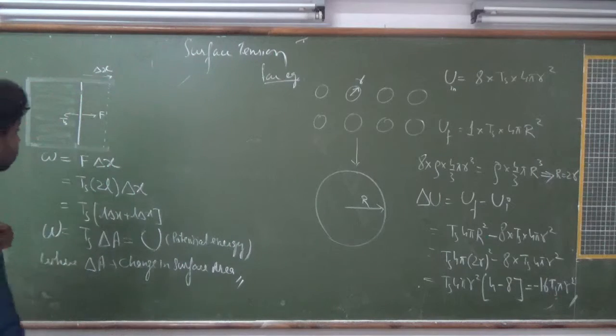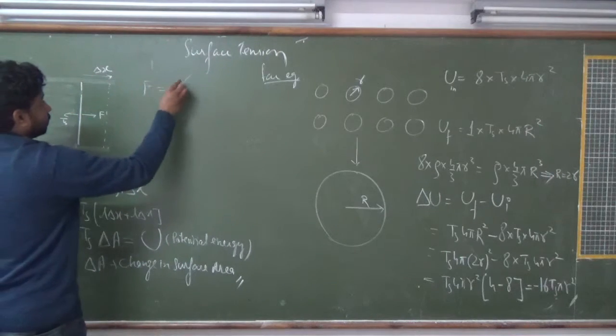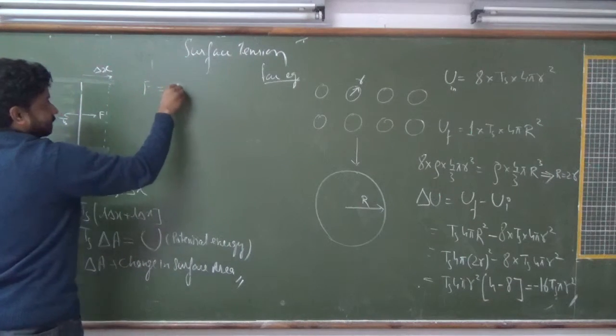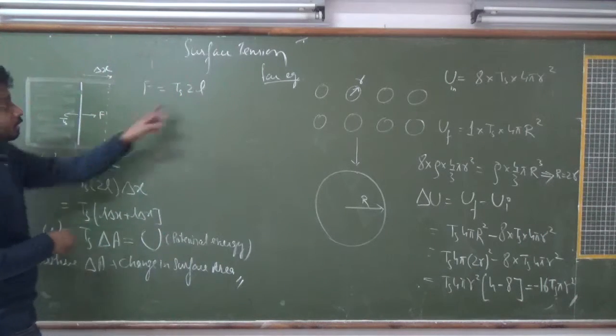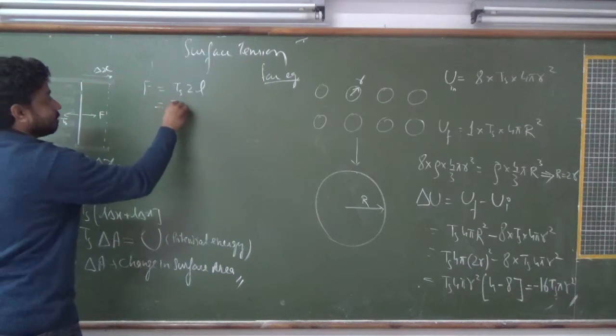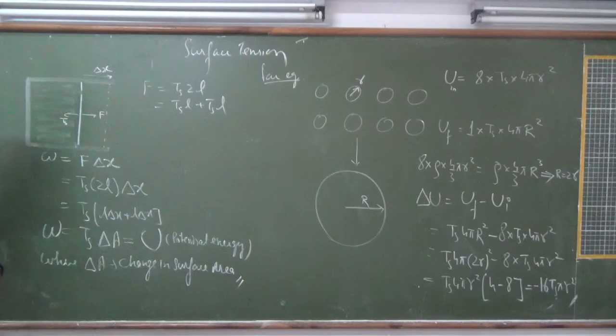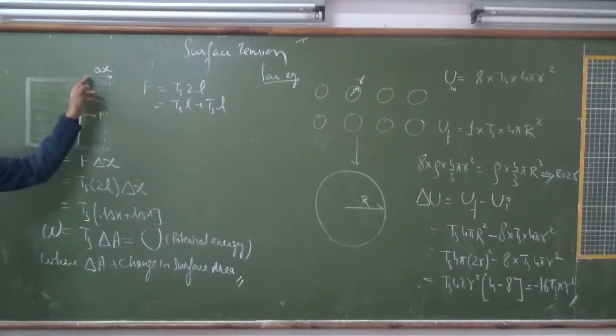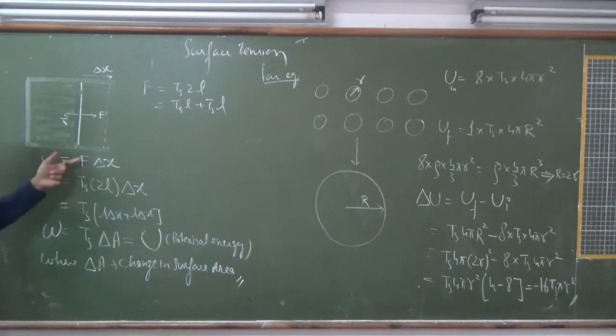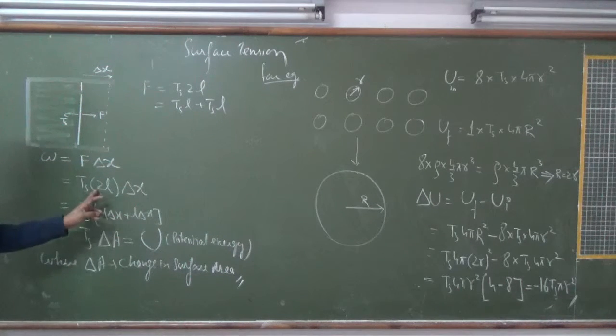So I can write over here the force is almost equal to the force due to surface tension, that is Ts multiplied by twice of L. Now twice of L is because of the same reason I explained to you earlier, because of the front surface and the back surface. So what is the work done if I pull this by the amount of delta x? F delta x, F is almost equal to Ts twice L, so Ts twice L delta x. Now twice L delta x I can write as L delta x plus L delta x.